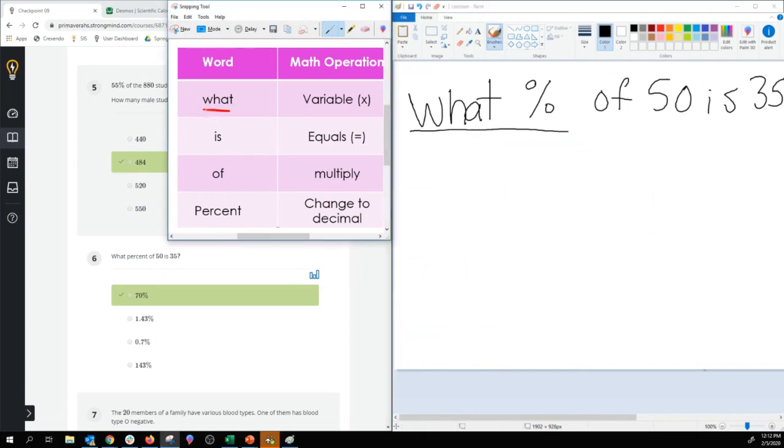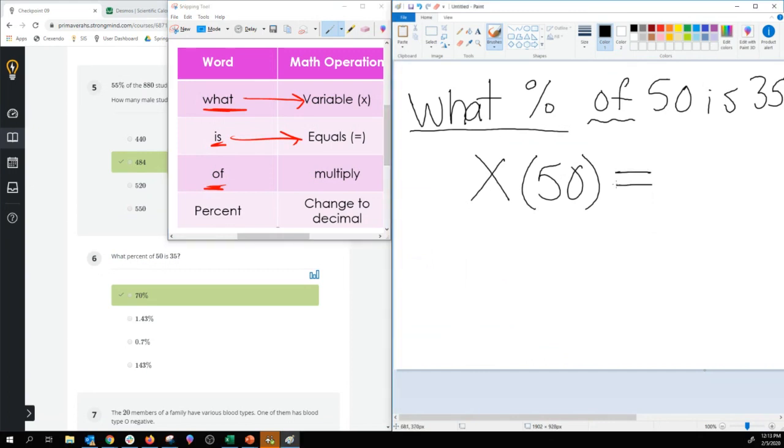And wherever there is a what, I'm going to put a variable. So my percent here is going to be represented by my variable, x. Of tells me I need to multiply, right? So wherever of is right here, I'm multiplying. 50 is just a number, so I'm going to keep 50 there. Is is my next word. Is tells me I need to put an equal sign, and 35.